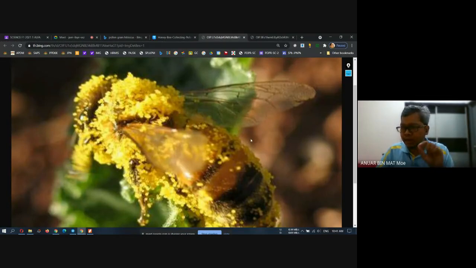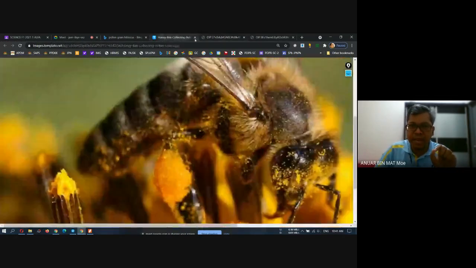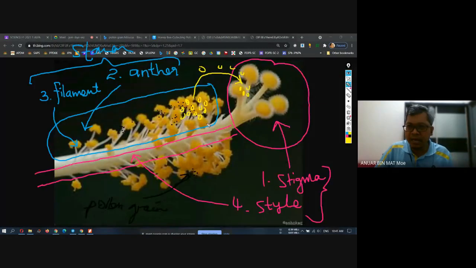The pollen grain over here cannot transfer on its own. It needs something, whether it is an animal, an insect or wind, to transfer the pollen grain from the anther to the stigma. That is another topic. So this is what we call pollination.